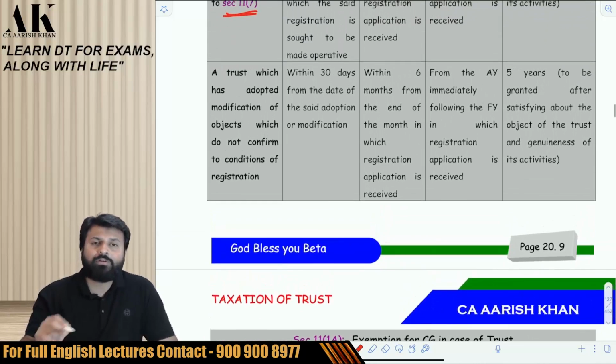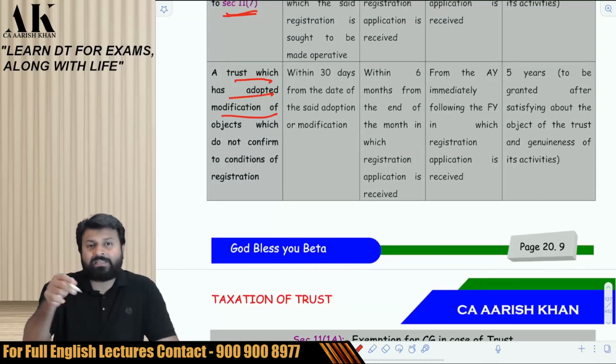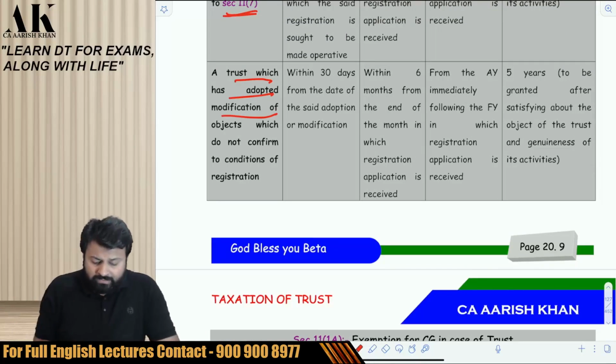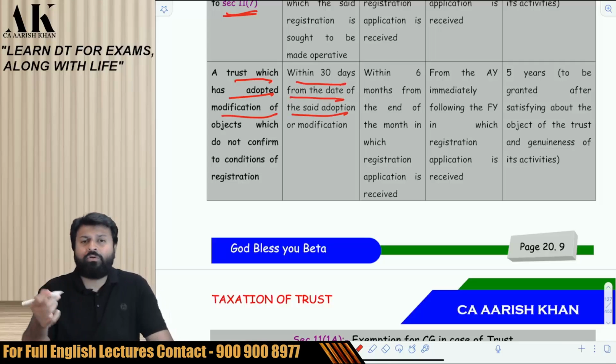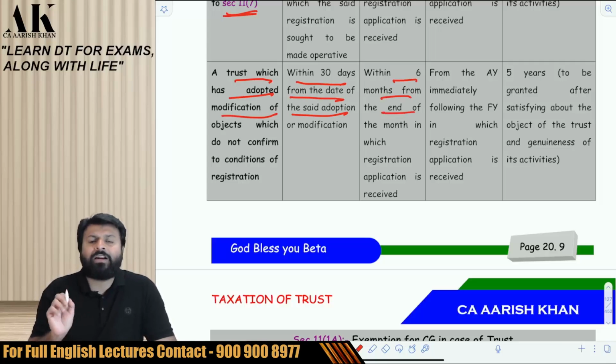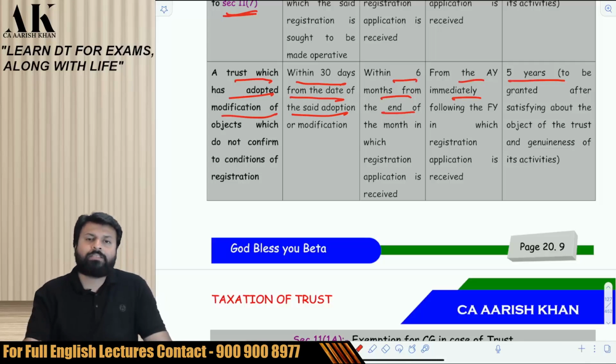Next, suppose a trust whose objects have changed. Just now I have told you, just above this particular table, a trust whose objects have changed. That trust has to make a fresh application for the change of object within 30 days, and then within 6 months, the CIT will grant you registration, and you will get exemption for 5 years.